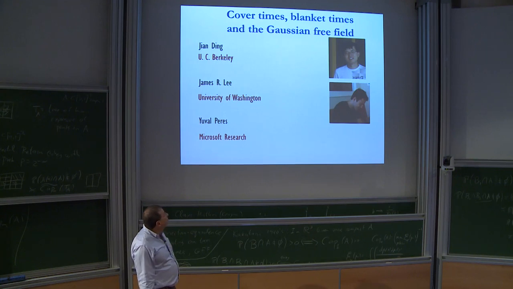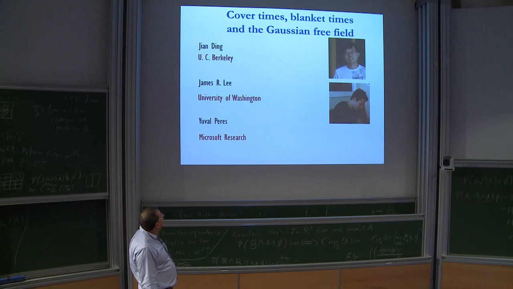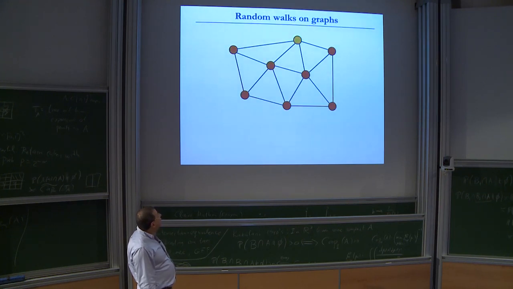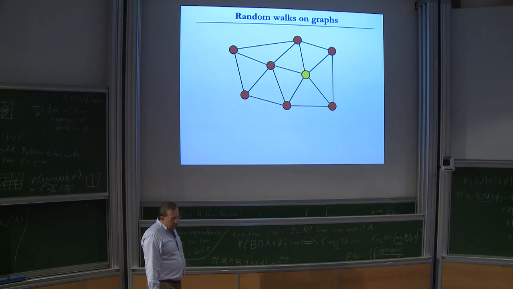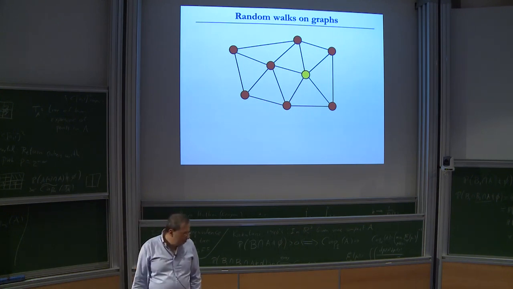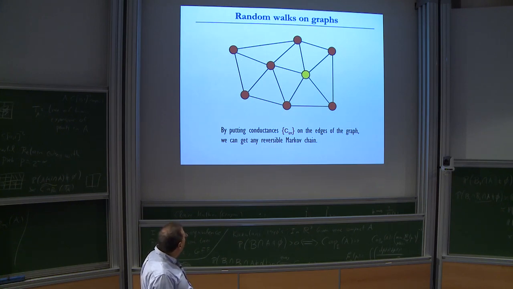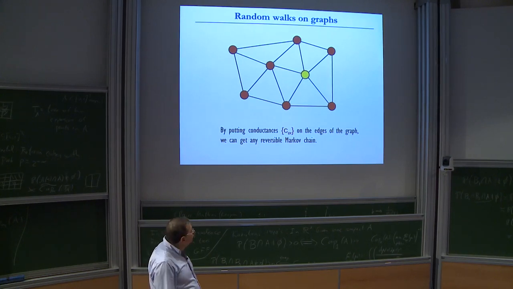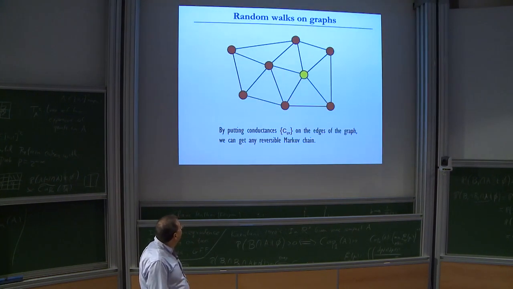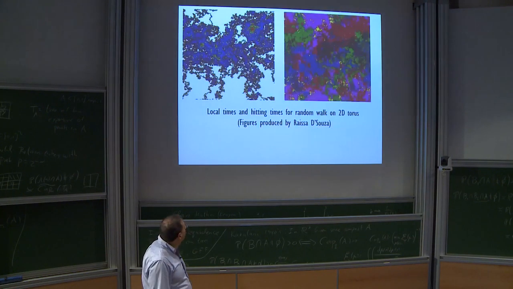Jian actually did this when he was still at UC Berkeley. Now he's in Chicago. So this is about random walks on graphs, a topic that some probabilists like, and many combinatorialists and computer scientists. And the issue is, how long do you need to run until you cover the graph? And by putting conductances, you can get any reversible Markov chain. Let's focus on simple random walk on a graph. So all the weights will be 1. We're just doing simple random walk.